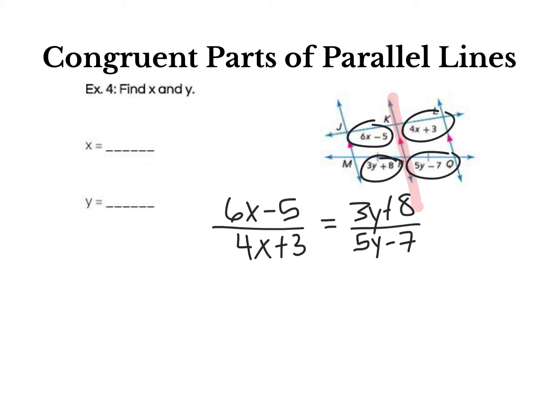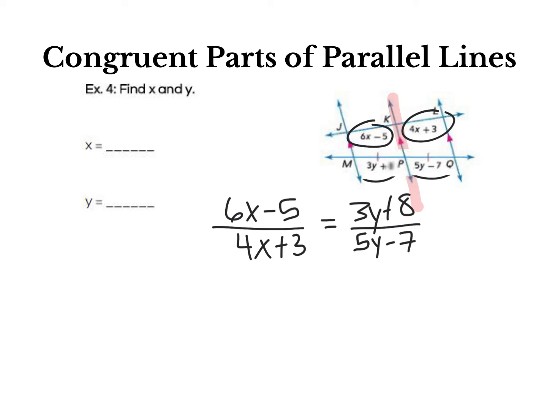The only thing here is that I cannot solve this problem by cross multiplying because I have two variables. What's going to happen when we multiply x times y and x times y? We can't really solve for two variables at the same time. So I need to solve for one of these variables first.